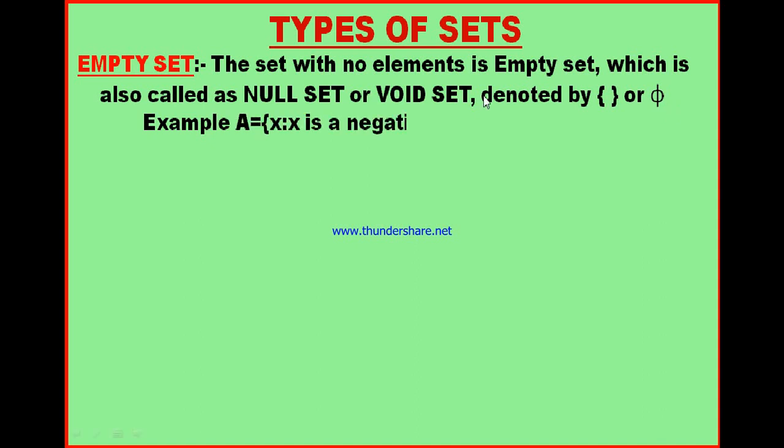Example. Now what is an empty set? I may give an example. See here, A is equal to set x such that x is a negative natural number. Is there any negative natural number? No. Natural numbers start from 1, 2, 3, 4 and so on. In the set of natural numbers, you cannot find any negative natural number. Therefore, there is no element belonging to this set. Therefore, it is an empty set.